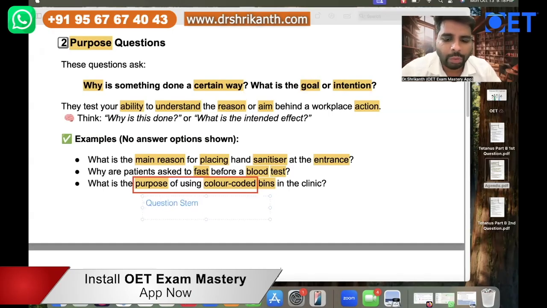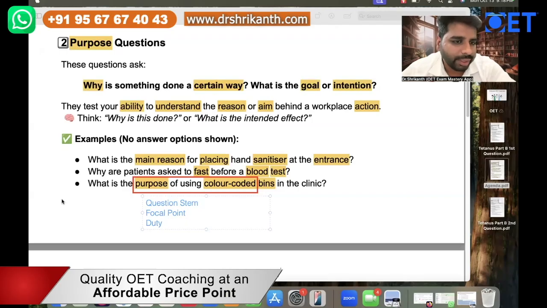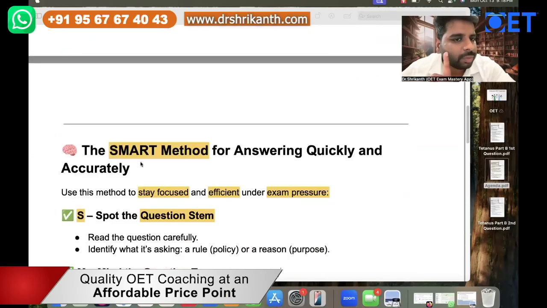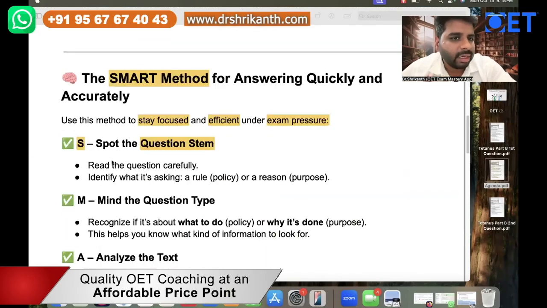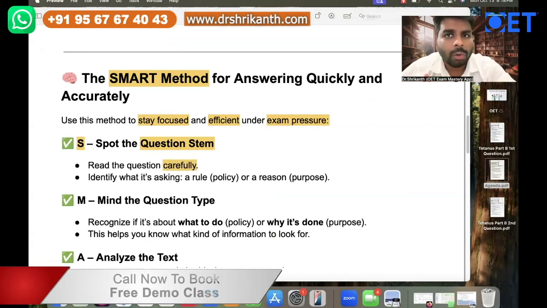And this is the focal point of the question. And this is your duty. Understand? This is the first thing that you have to identify. Right. So this is the SMART method. Under S comes spotting the question stem. When you read the question, you have to read it carefully, right? Always give importance to quality reading more than quantity.